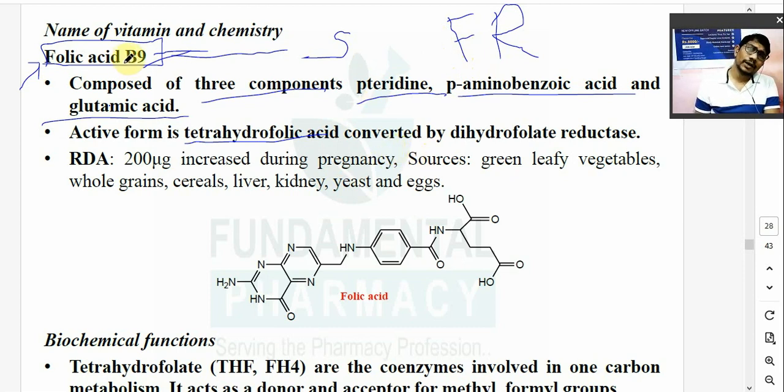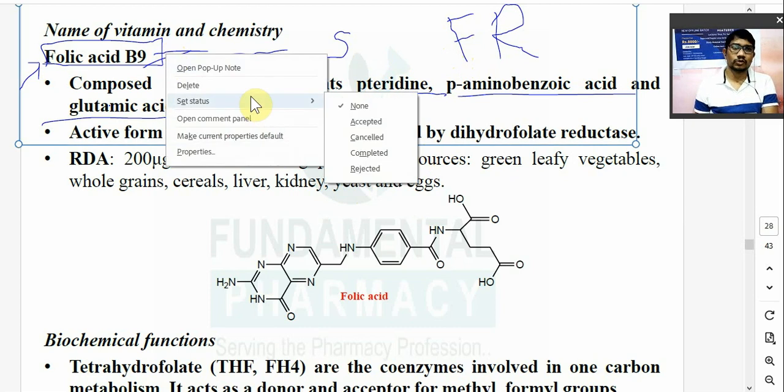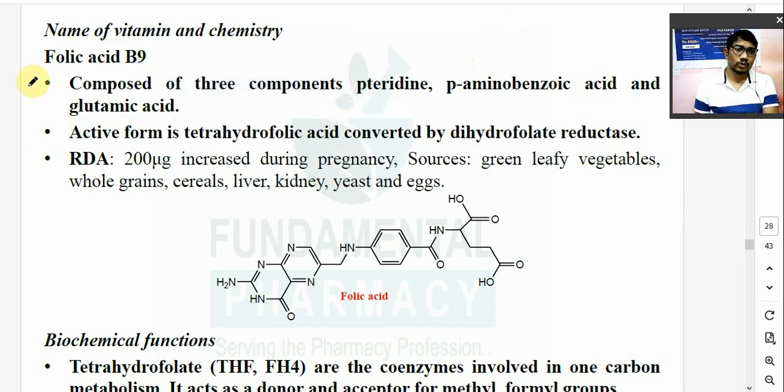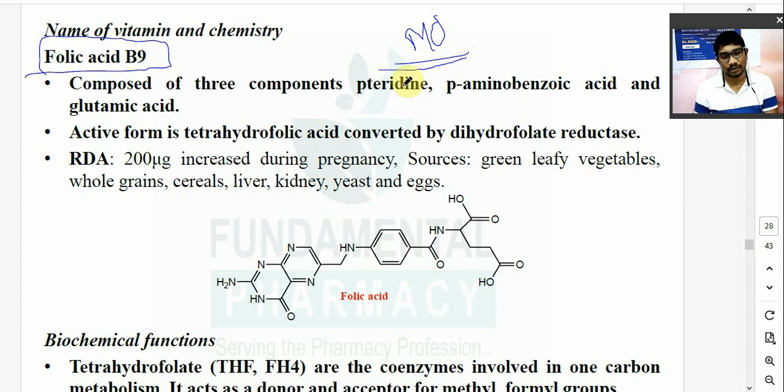Now humans can utilize pre-formed folic acid. जो already folic acid है, from food or plants, we can utilize the pre-formed folic acid. अपन वैसे भी मौका परस्त होते हैं, मिल गया तो खा लेंगे. But bacteria, microorganisms, they cannot utilize the pre-formed folic acid. उनको अगर रेडीमेड folic acid देंगे तो वो उसका यूटिलाइज नहीं कर पाते. So microorganisms have to synthesize their own folic acid from para-amino benzoic acid, PABA.